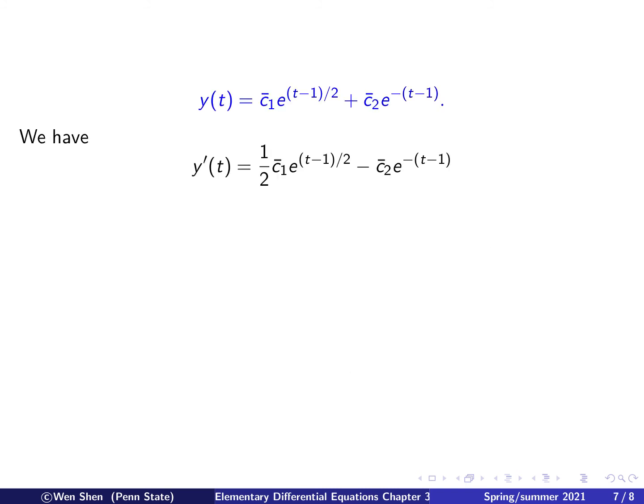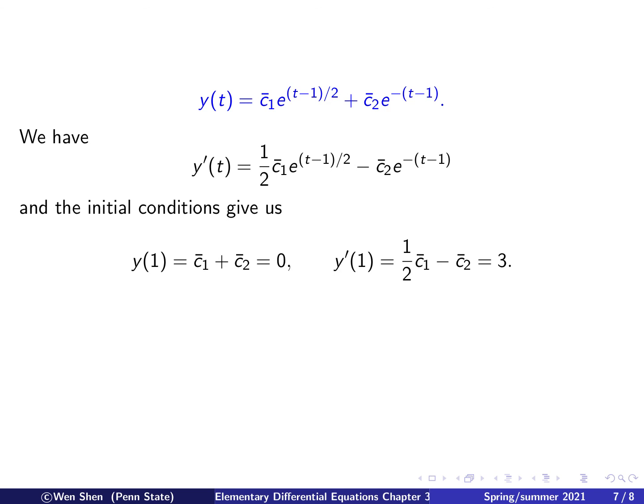Okay, let's see if this really simplifies anything. So this is our general solution, and we know that y prime is needed. So let's compute that. That is, multiply the first term by r1, which is half, and the second term by r2, which is -1.